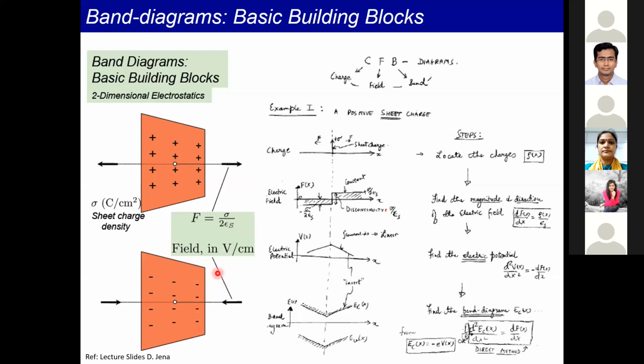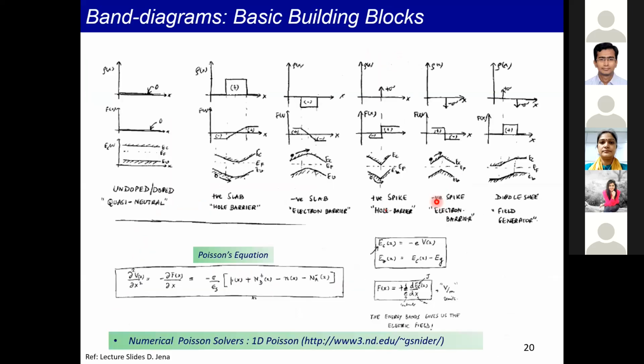So that if you leave an electron, it will try to go away from it. So essentially, we go between charge to field to bands. So these are some exercises which you can try out. These are some typical charge densities which are found in semiconductor devices.